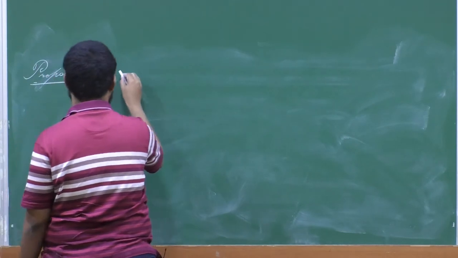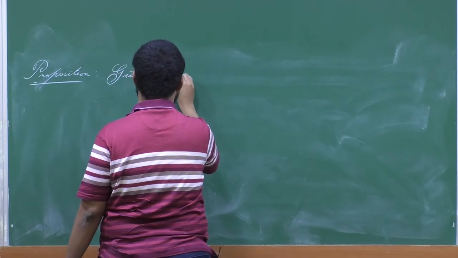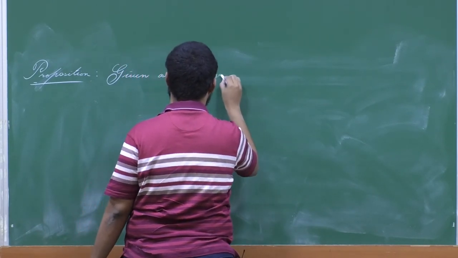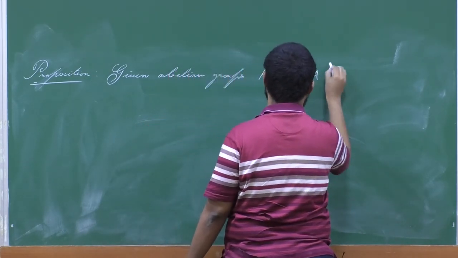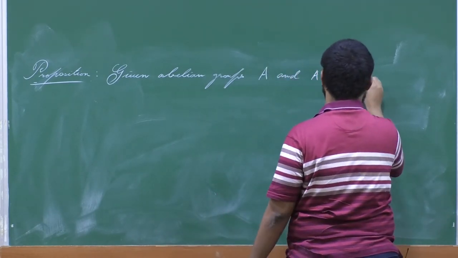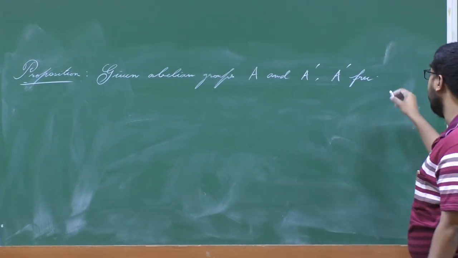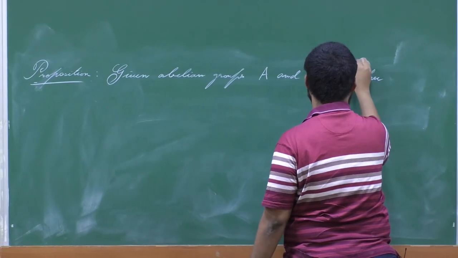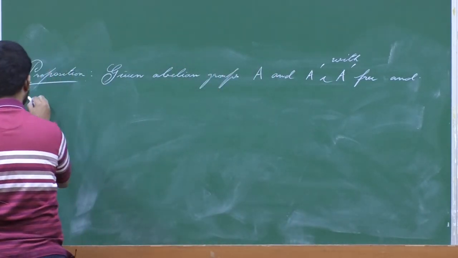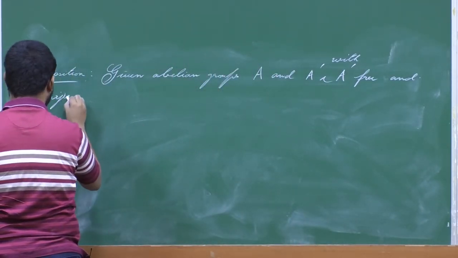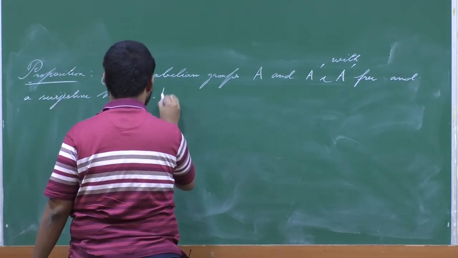What does the proposition say? Given two abelian groups A and A prime, assume A prime is free. That is, A prime has a basis. I do not insist that this be finitely generated. A prime is free, and a surjective homomorphism f from A to A prime.